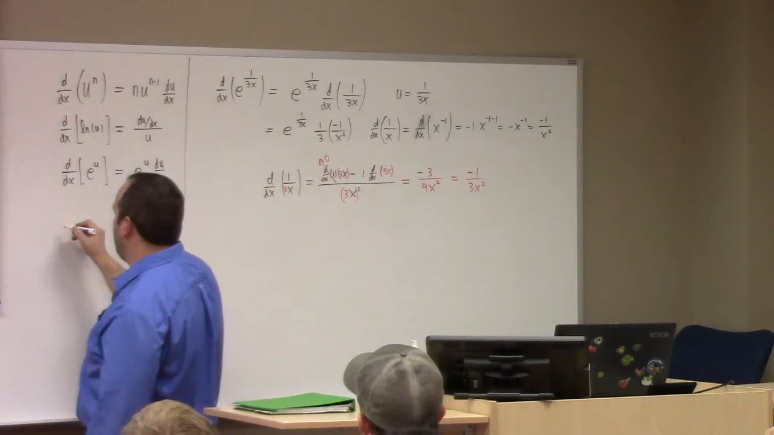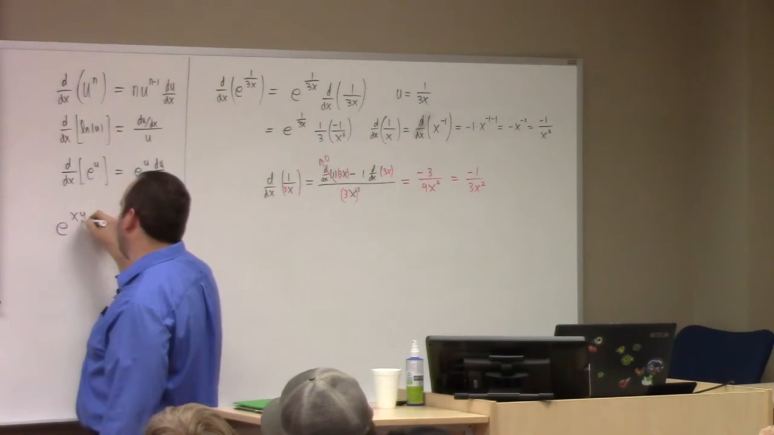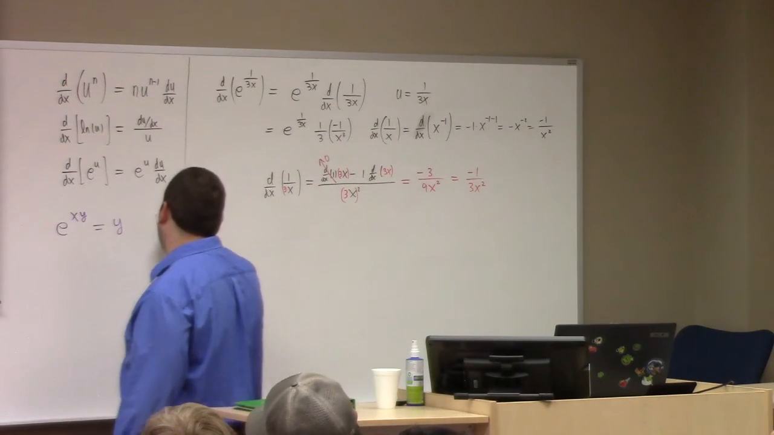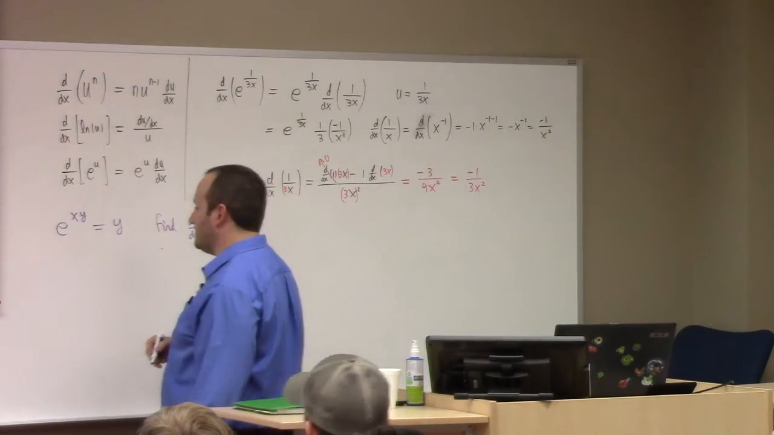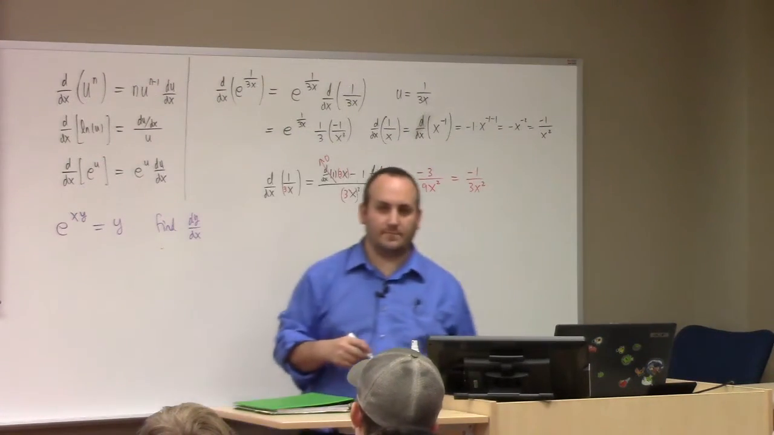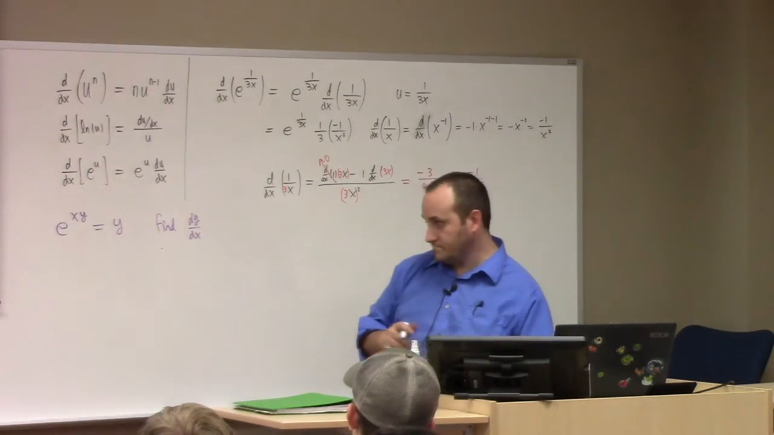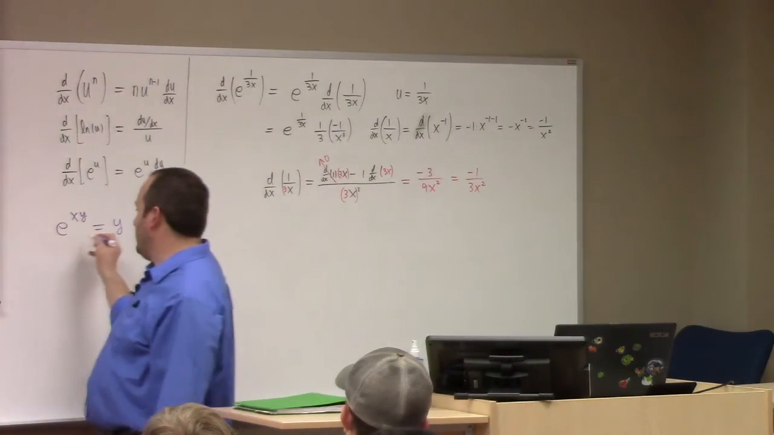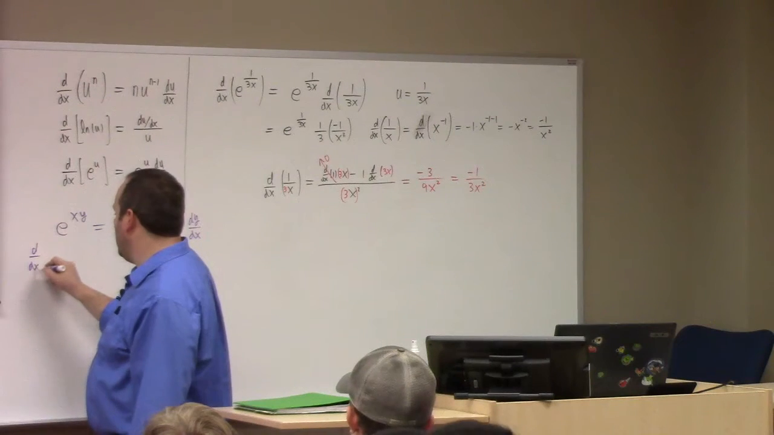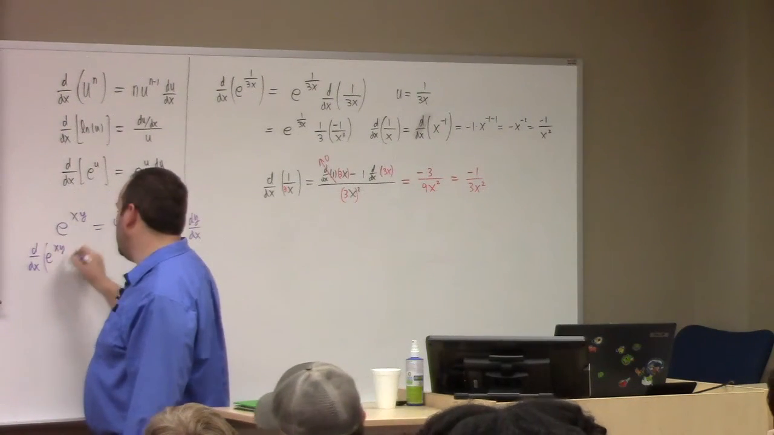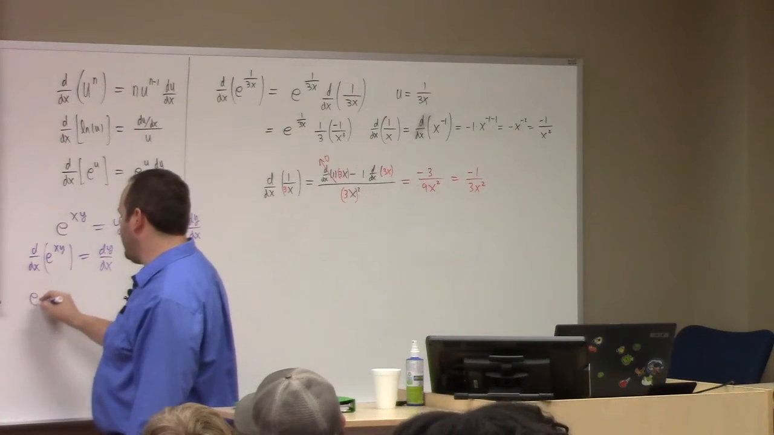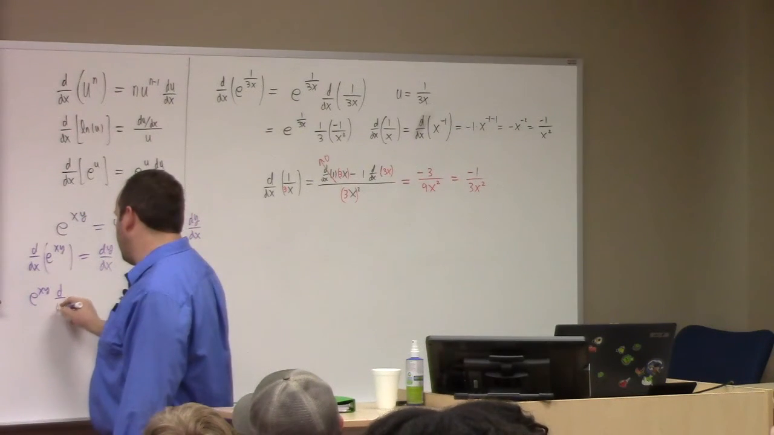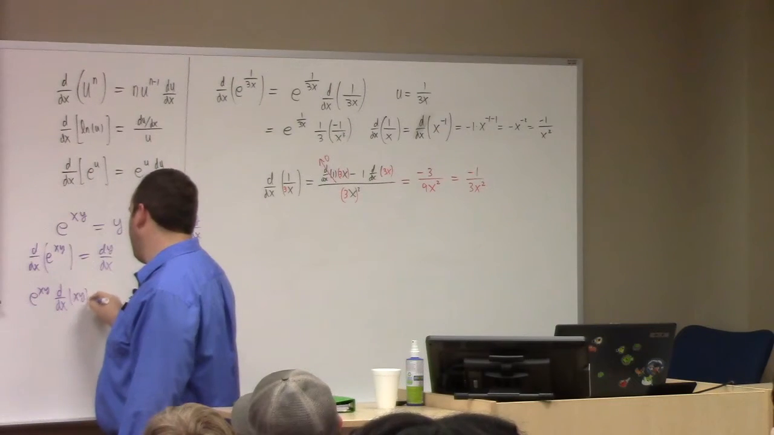Now I could ask you something like e to the xy is equal to y, find dy dx, right? That's now a problem that I can ask you. How would you do that? Differentiate both sides with respect to x. Here I have e to the xy times the derivative with respect to x of the inside function.